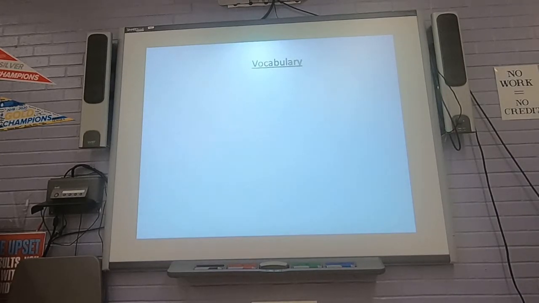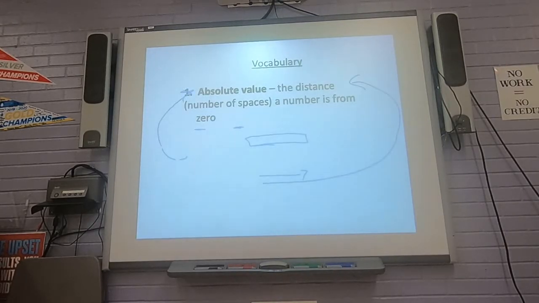All right, some vocabulary you need for this lesson. Number 1, absolute value, which is, you've probably seen the notation word, but it looks like this. Like 2 little bars. All right, absolute value is the distance, so the number of spaces a number is from 0.